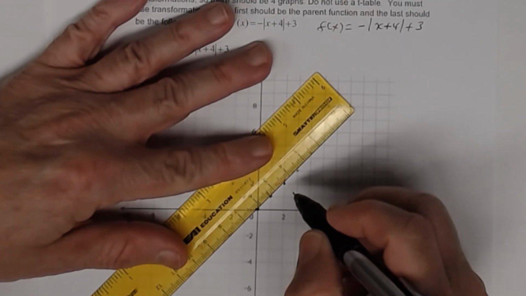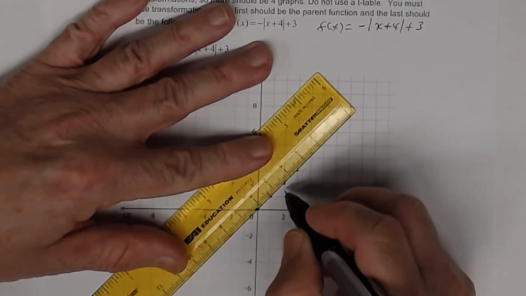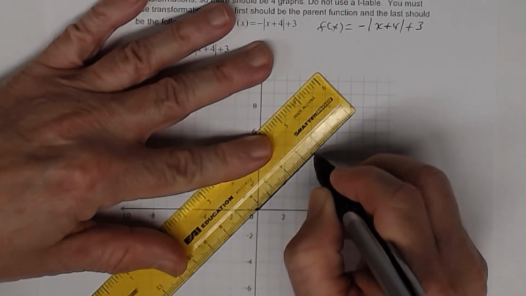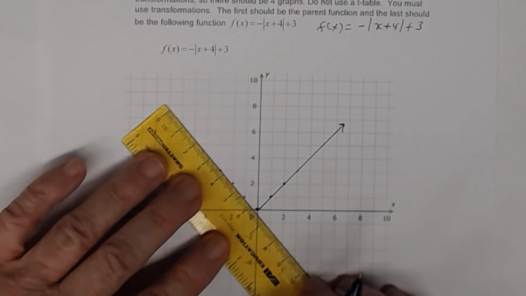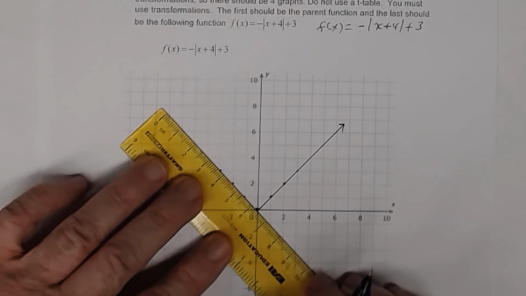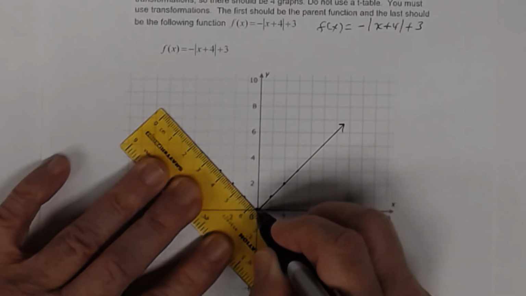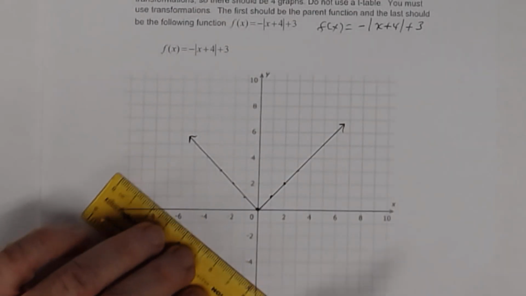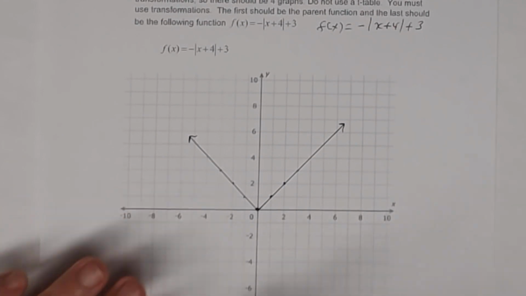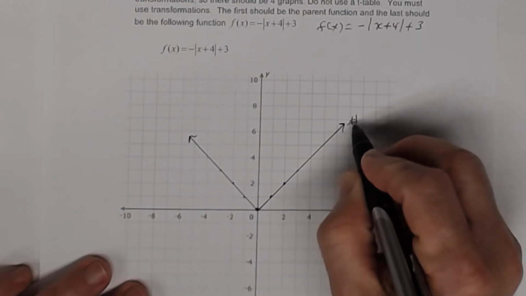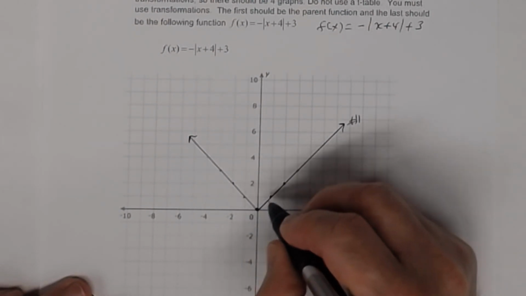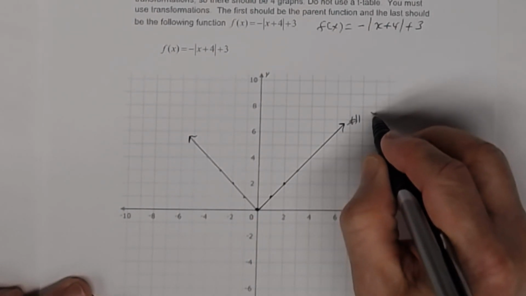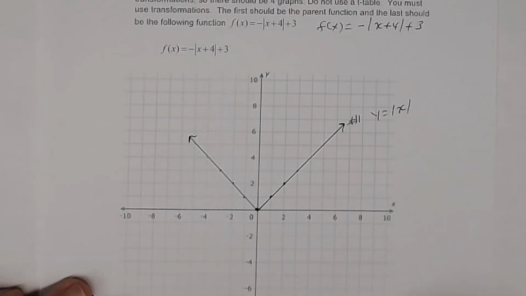When I graph the parent function, use a straight edge so you'll draw a good graph. You want this to be as straight as possible with regards to the absolute value function. So you have these two rays. There's my parent function, which I'm going to call number 1. That's the first thing I have to draw, and the equation of this graph is y equals absolute value of x.